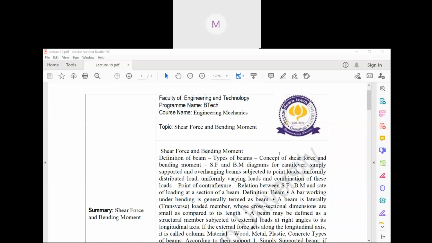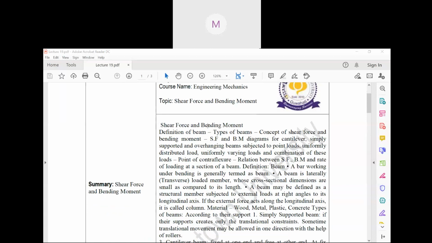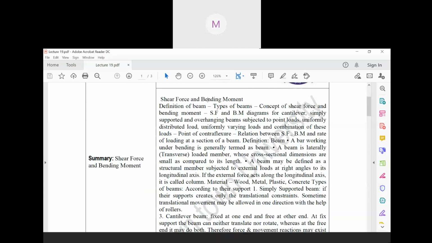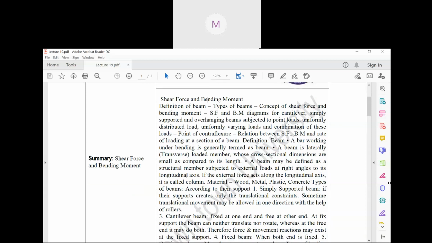Yesterday I discussed that a beam is a lateral member whose cross-sectional dimensions are very small compared to its length. Now, a beam in structure may be defined as a member that is subjected to certain external loads, which means what? It is under the influence of certain external loads. There are different types of loads. These loads may be dead load, live load, self weight, whatever may be.